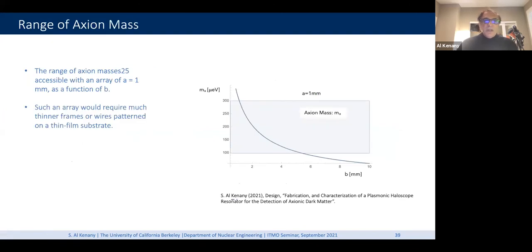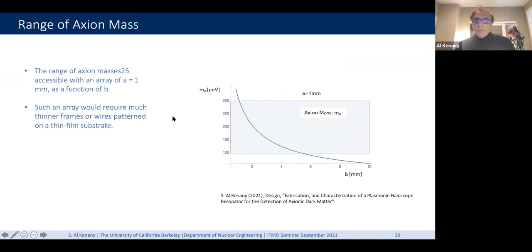And in terms of the range of axion mass, with this setting, using the wires with this setting, without looking now into the electronic side, just the plasmonic resonator itself, we can look into 100 to 300 micro eV axion mass. But at some point, if, for example, we can use a 1 millimeter distance on an array of gold deposited on a substrate, and we separate them on the order of 1 millimeter, and then use a thin frame, then we can go to a much higher frequency.